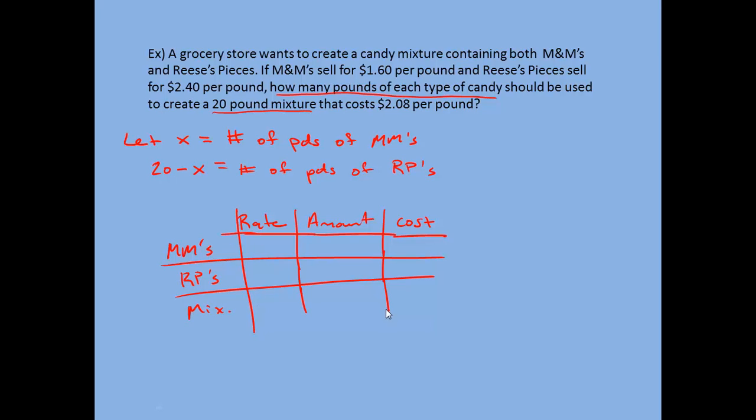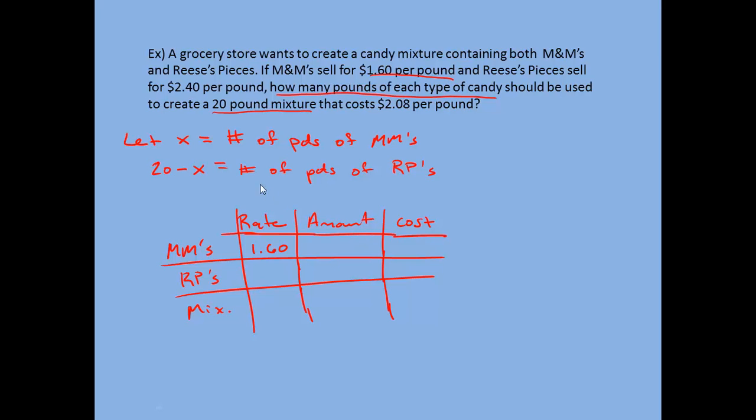And we're just going to fill in this chart for now. So for the M&Ms, M&Ms sell for $1.60 per pound. Remember, the word per in there is just telling you that's the rate. So the rate for the M&Ms will be 1.60. The amount of M&Ms, meaning the number of pounds of M&Ms that we have, well, we don't know. That's what we're trying to find, right? We're trying to find how many pounds of each type of candy.